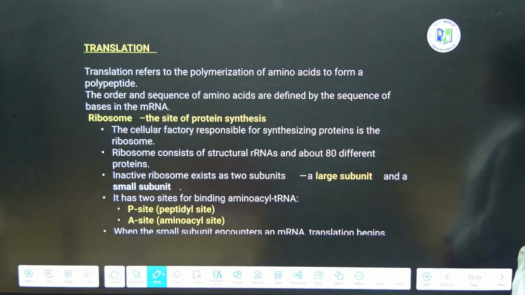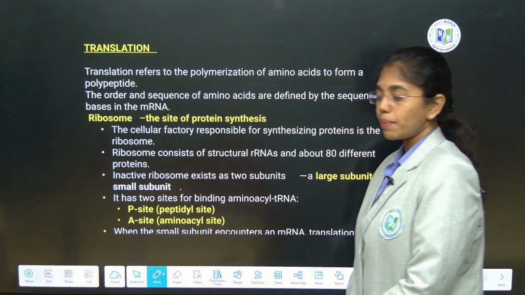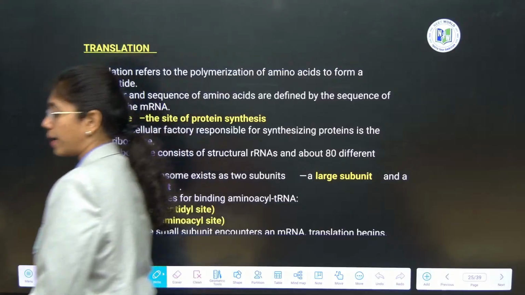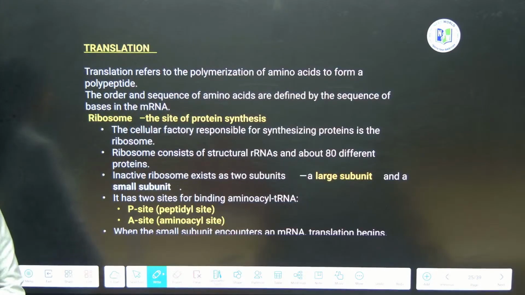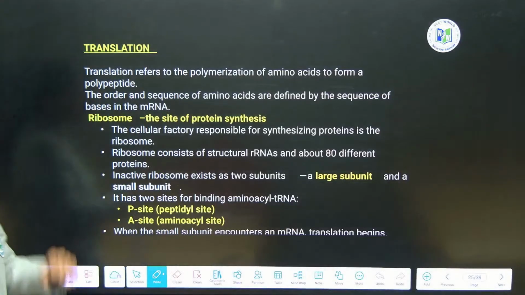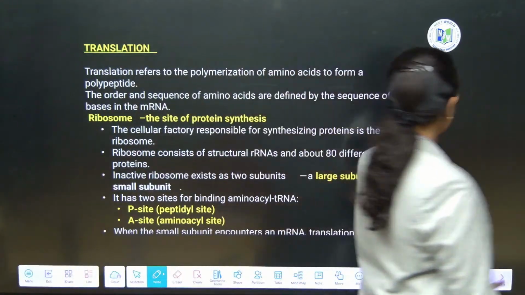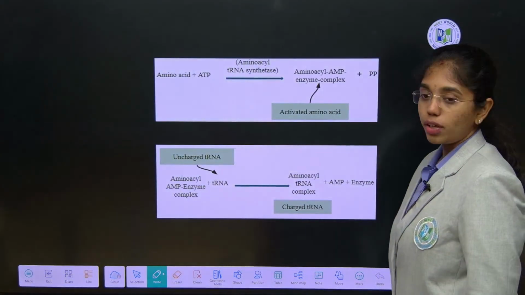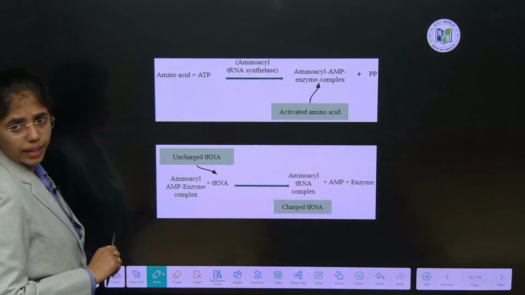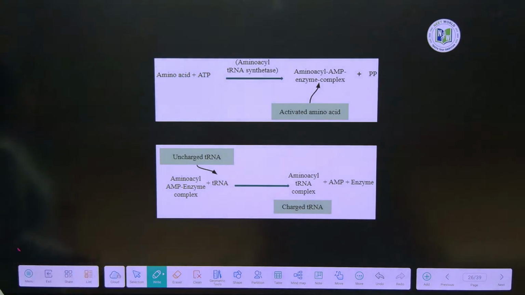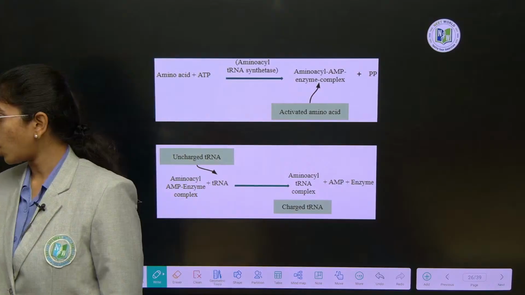Now translation, you are clear on the genetic code, you are clear on tRNA. Now the translation process will be easy for you. Just like transcription has initiation, elongation and termination, here also you will have initiation, elongation and termination. But the very first step is activation of the amino acid along with ATP. First the amino acid should get activated. When the active amino acid binds to tRNA, the tRNA will be charged. So the first step of translation is charging of tRNA.